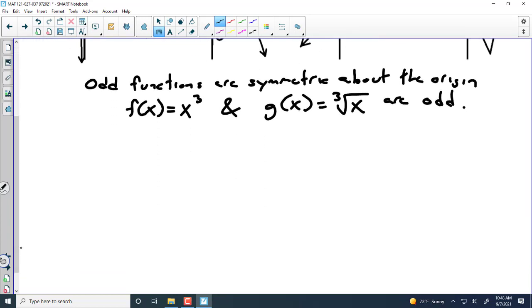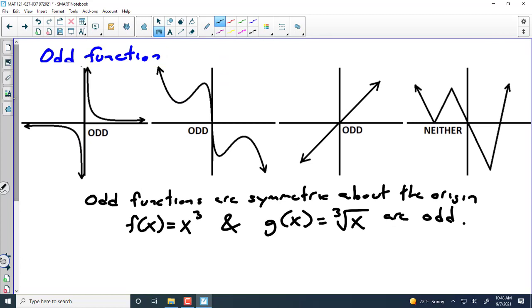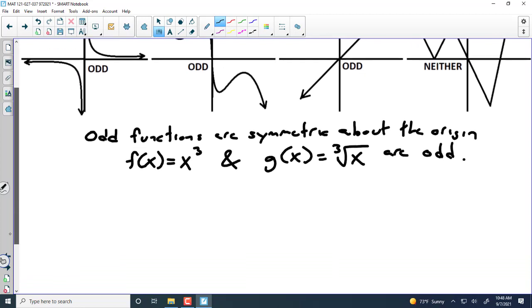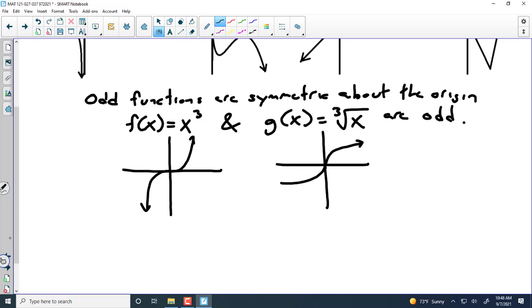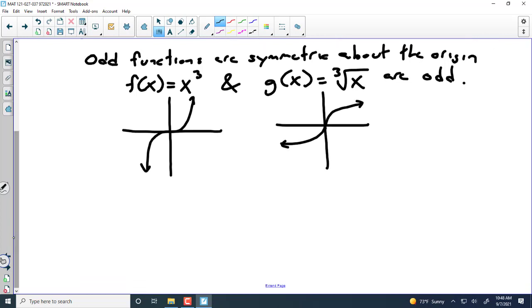So in addition to these odd pictures up here, these two that I drew up here, two other odd functions are x cubed and the cube root of x. Cube root of x is the one that in some pictures looks like it's failing the vertical line test, but it doesn't. What does it mean to be an odd function besides just saying it's symmetric about the origin? This is what it means.